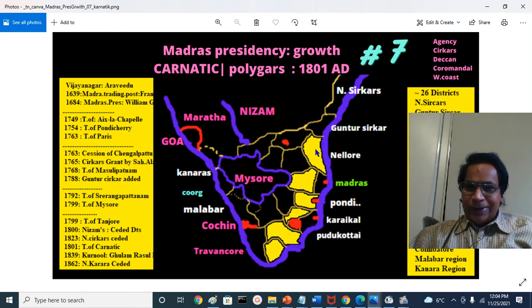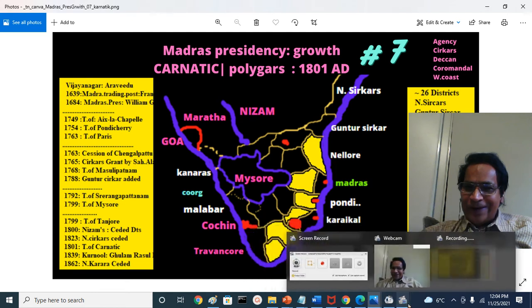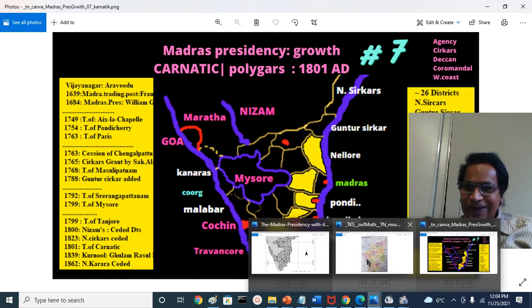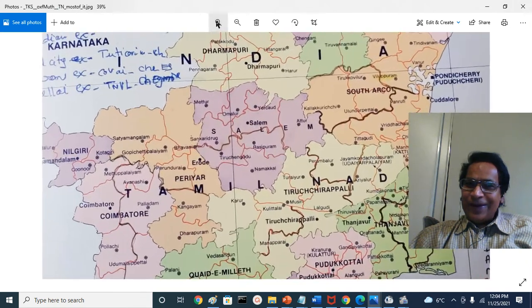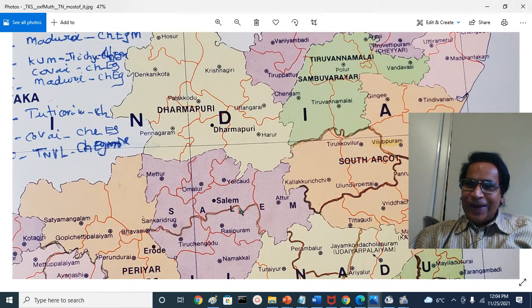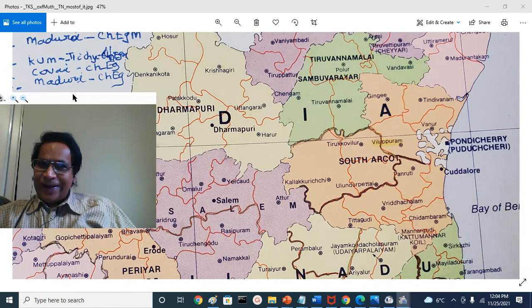So this is the kingpin in the final territorial expansion of the Madras Presidency: the acquisition of Carnatic and the Polygar Wars in 1801, where the presidency got the complete territorial integrity that we discussed today. Let's go and look at what happened on the real map. We'll have a better idea.